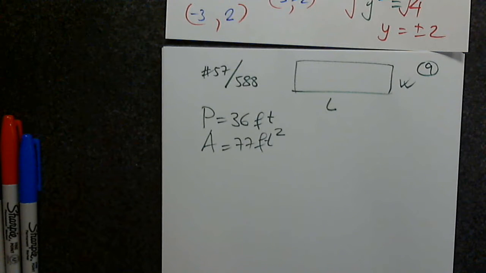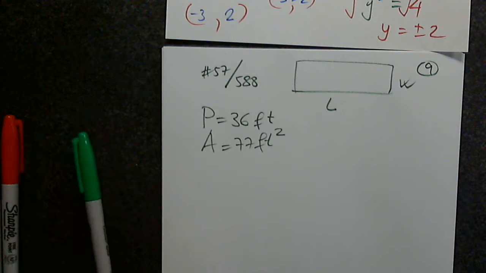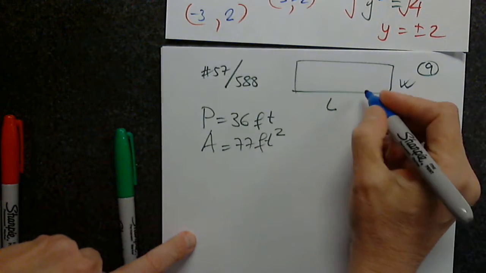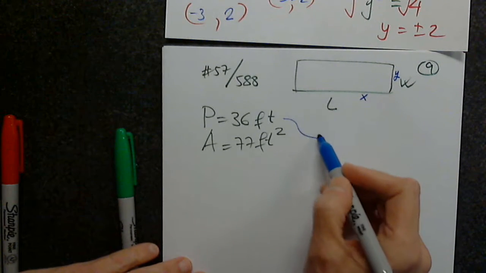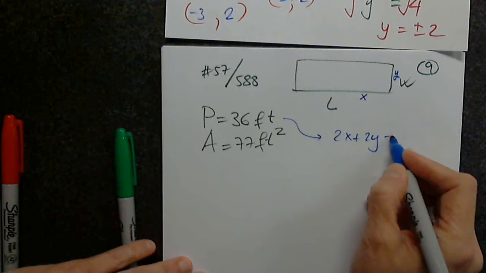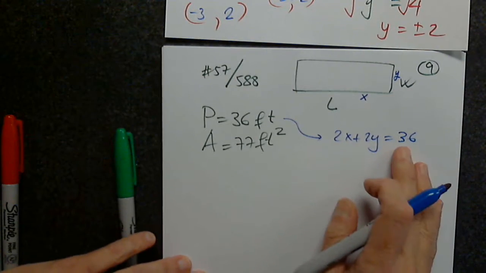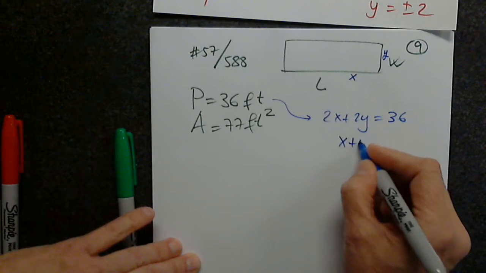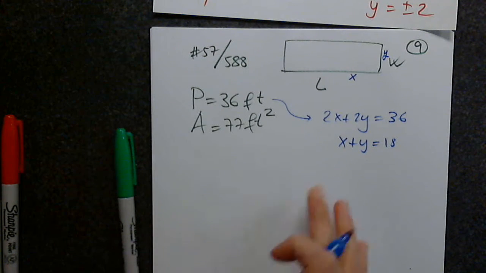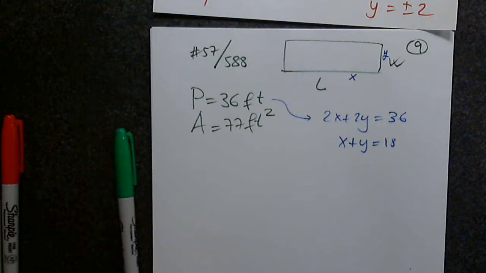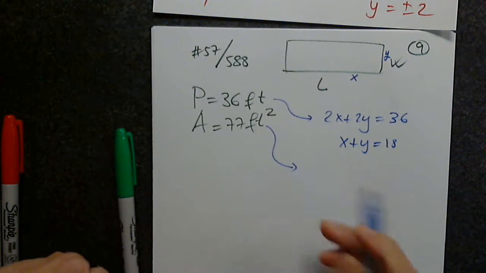Can anyone give us the formula for the perimeter of a rectangle? Now you can say, I don't want the L and W. I don't either. I would prefer x and y. It's easier to write. It doesn't matter, really. Use any notation you like. Perimeter is 2x plus 2y. Awesome. And, of course, I'll divide it immediately by 2. I prefer the easy one, x plus y equals 18. Perfect.